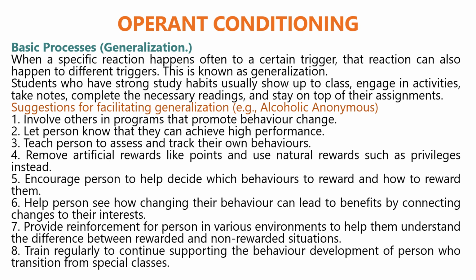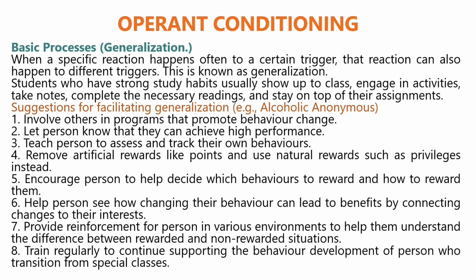Remove artificial rewards like points and use neutral rewards like privileges. Encourage the person to help decide which behavior to reward and how to reward them. Help the person see how changing their behavior can lead to benefits by connecting changes to their interests. Provide reinforcement for the person in various environments to help them understand the difference between rewarded and non-rewarded situations. Train regularly to continue supporting the behavior development of persons who transition from special classes.